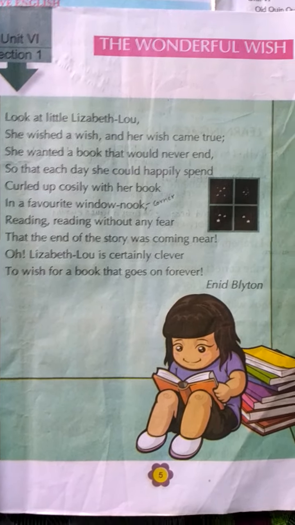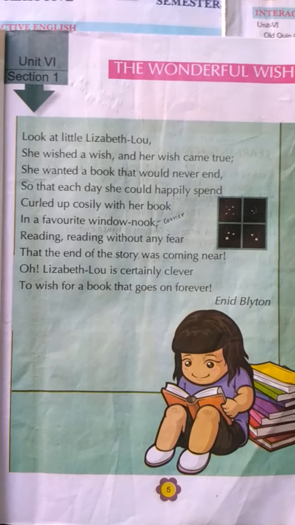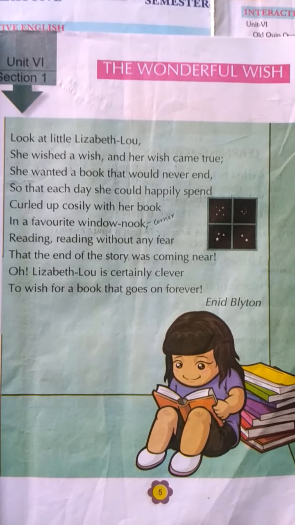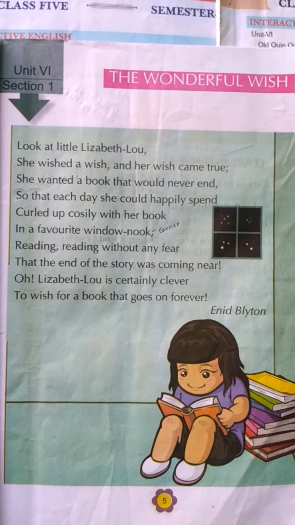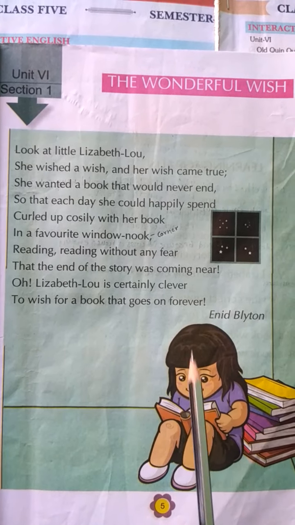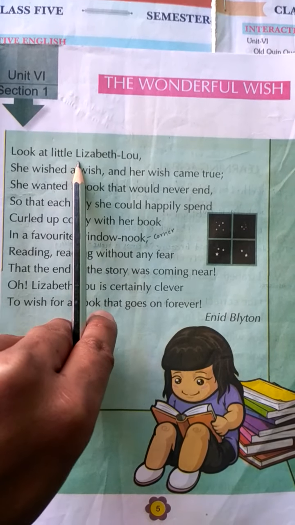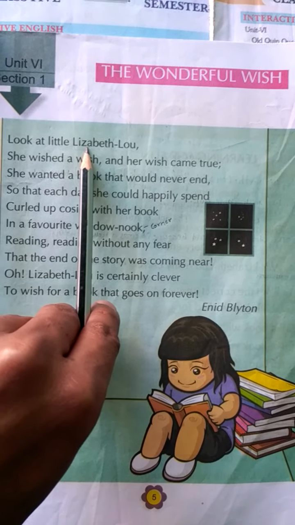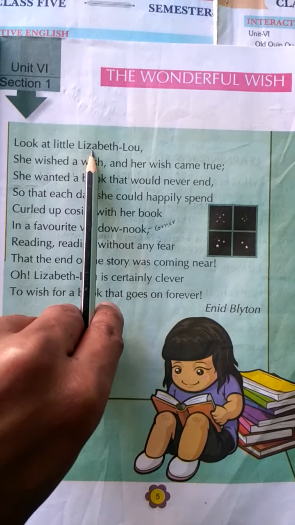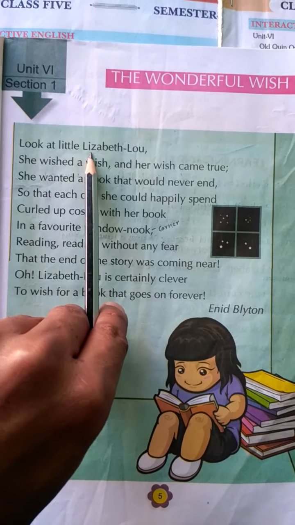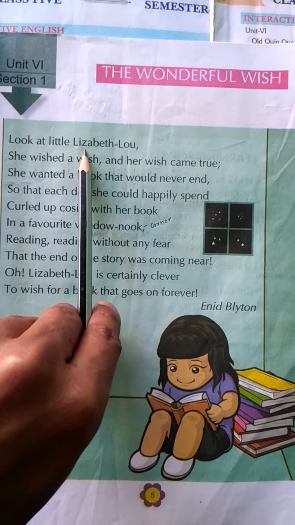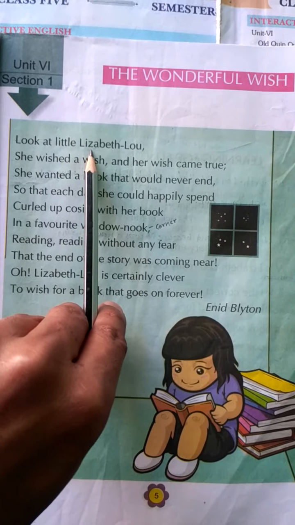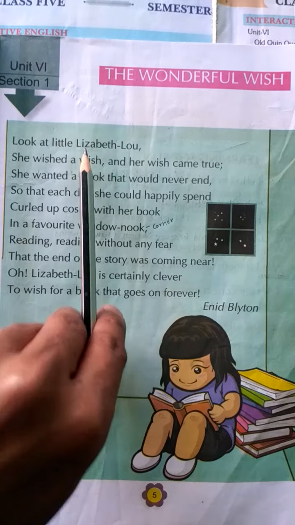So in this way you can read the poem. And now let me explain, try to understand. In this poem there is a little girl that's sitting, and this is written her name, Elizabeth Love. Elizabeth is a name for little girls, small girls. Elizabeth name is from another language, it is not from English language, it is from Hebrew language.